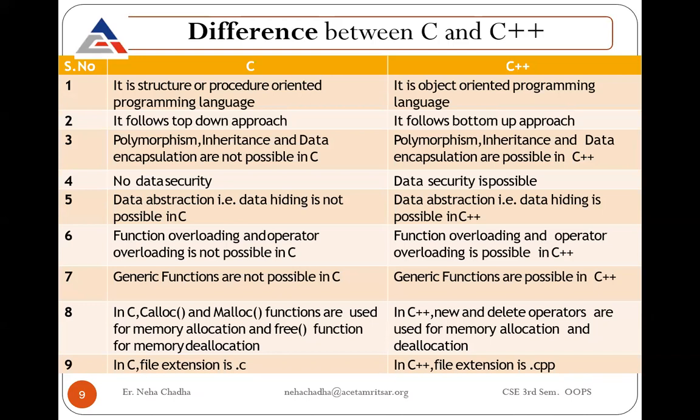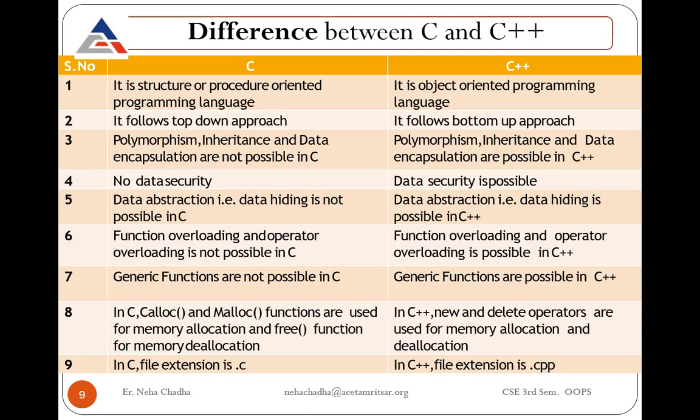In C, polymorphism, inheritance, and data encapsulation is not possible. In C++, polymorphism, inheritance, data encapsulation is possible. In C, there is no data security. In C++, there is data security. Data abstraction, data hiding is not possible in C. Data abstraction, that is data hiding, is possible in C++.